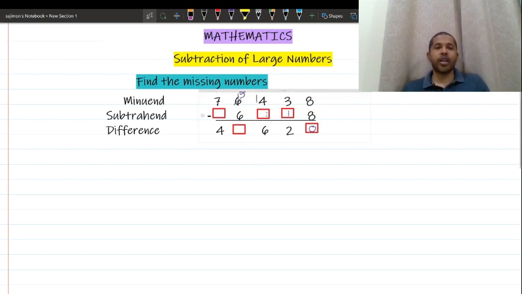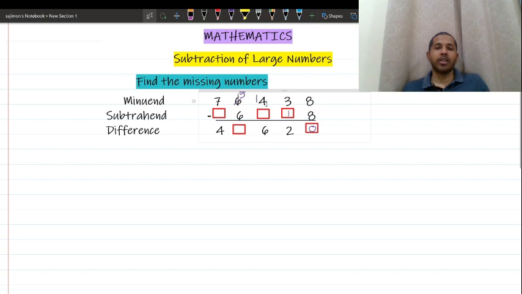Do you understand why this 4 takes 1 from this 6? Because the number under this 4 is a bigger number, and we cannot subtract a bigger number from the small number.